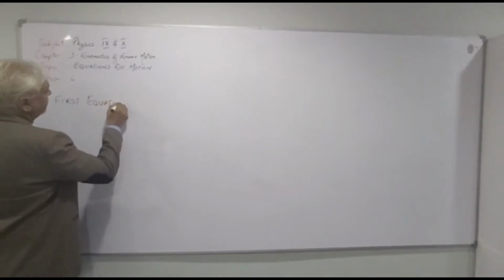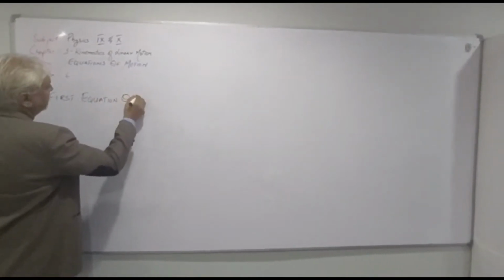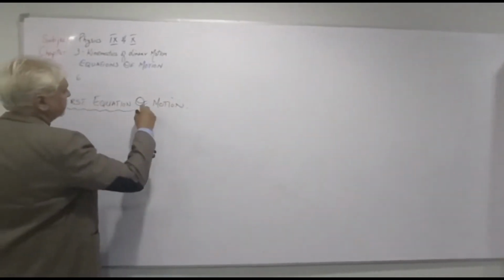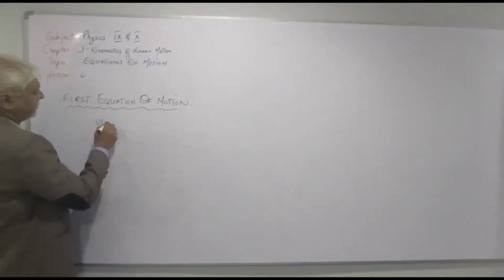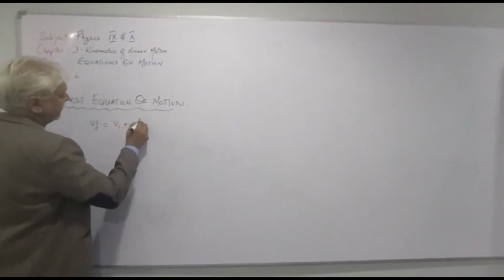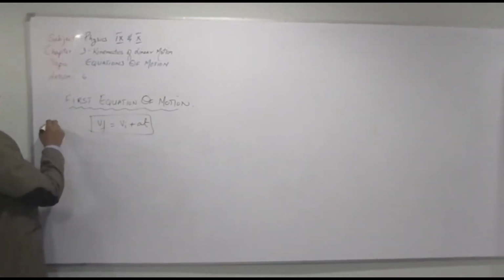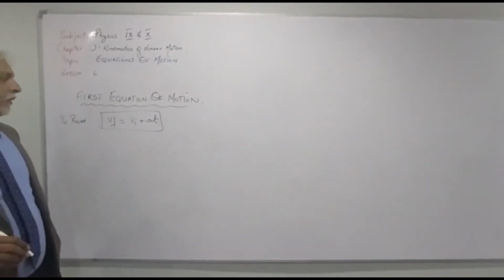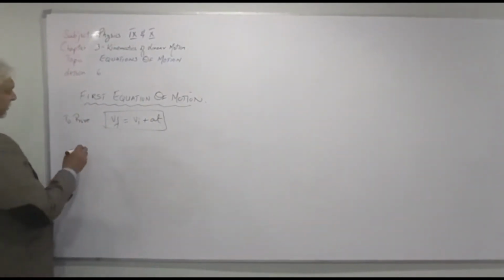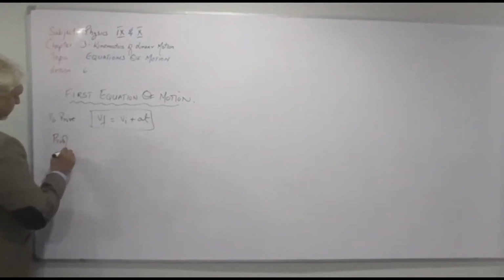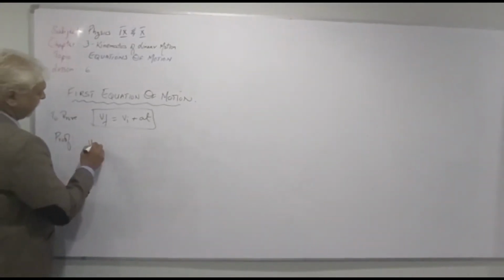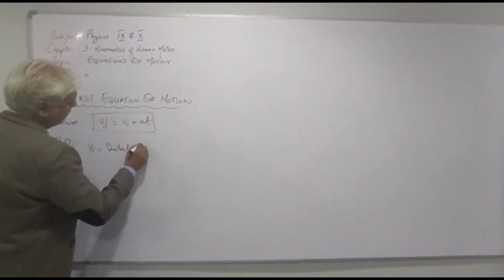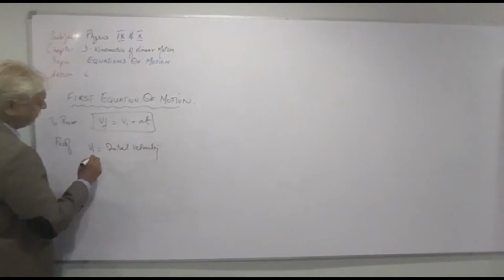First equation of motion is Vf is equal to Vi plus At. I will prove this, okay, and let's see how it goes. Well, the proof, we know that, let's suppose Vi to be the initial velocity and Vf to be the final velocity.